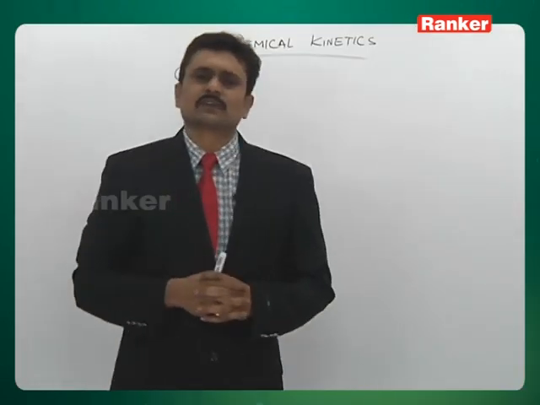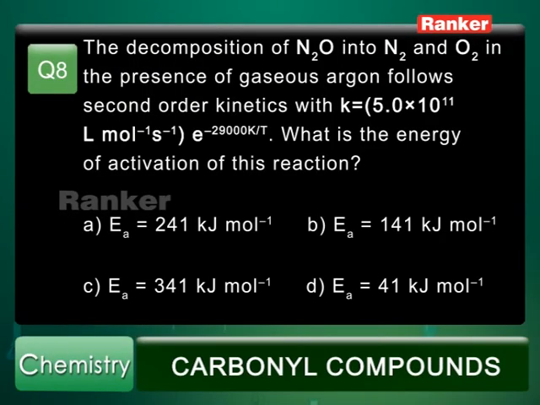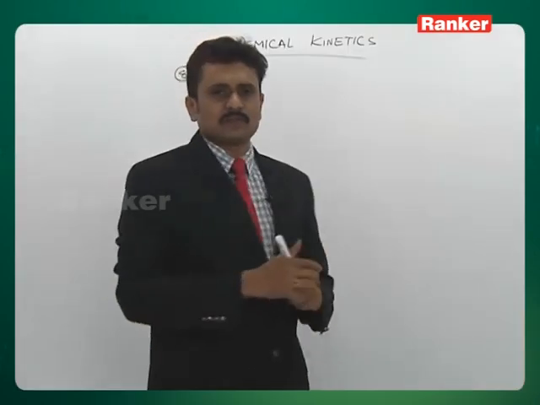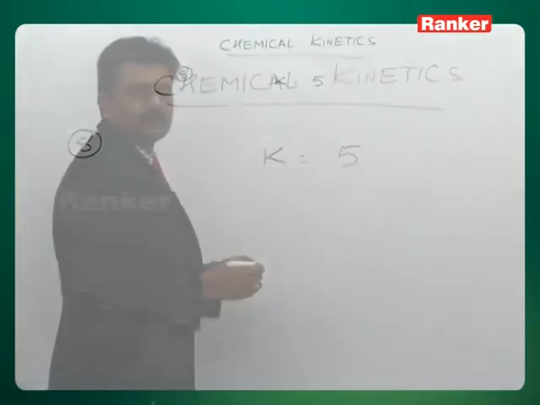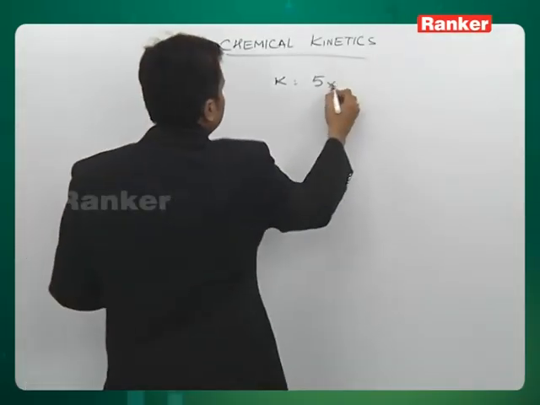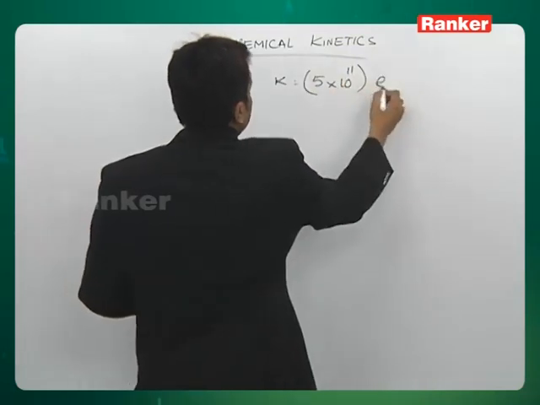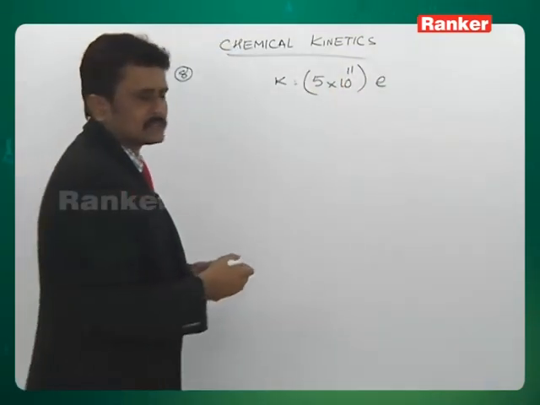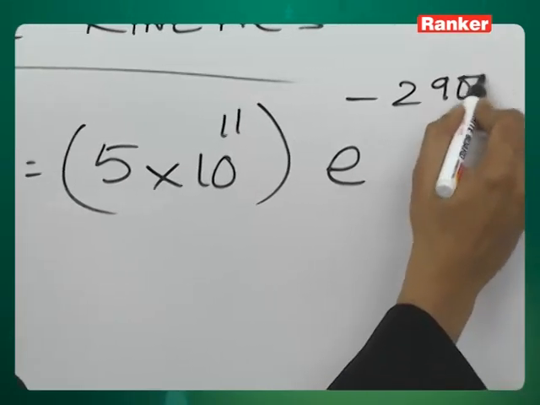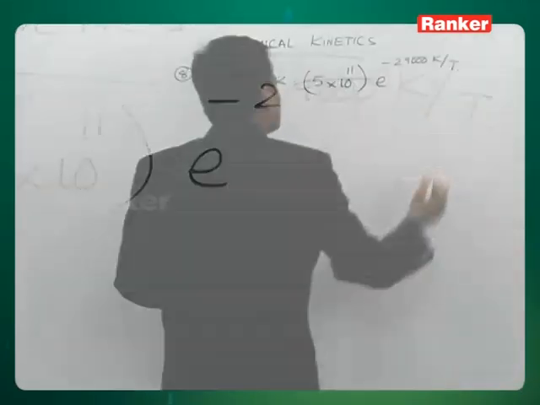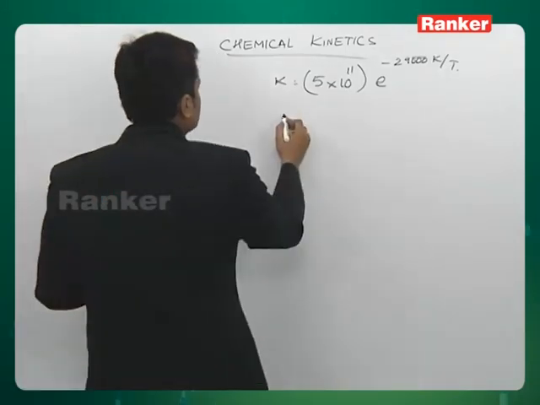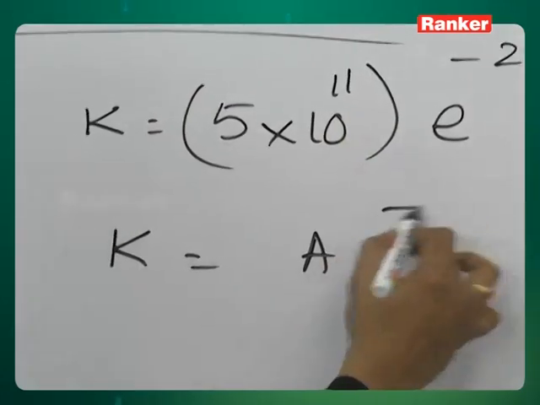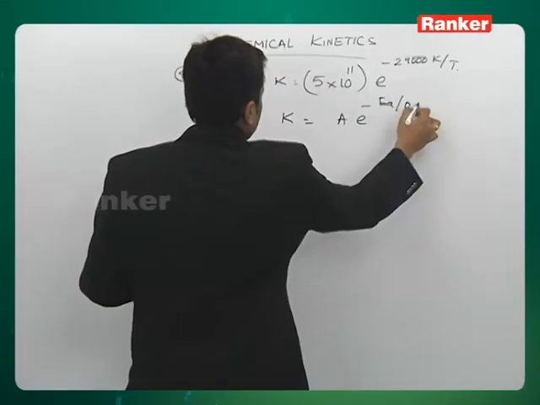We have the next question, where the decomposition of N2O into N2 and O2 in presence of argon follows second order kinetics, and you have been provided with k as 5 × 10^11 × exp(−29,000 K/T), and you have been asked to find the activation energy of this reaction. Now you know this question is based on the Arrhenius equation, where I will map the information given with this.